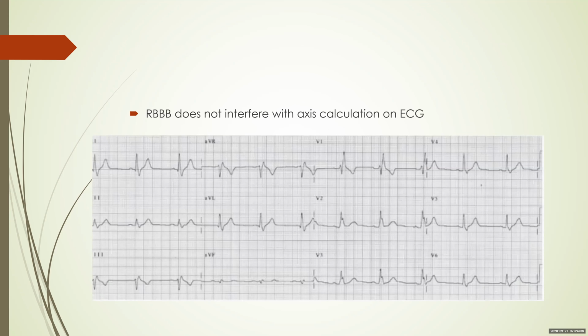The other point is, can RBBB interfere with axis calculation? A left bundle can occur with a normal axis, with left axis deviation, or with right axis deviation, and there are prognostic studies on which is good and which is bad. But RBBB does not interfere with axis calculation. It does not change the axis. Just one practical point to remember: when you are calculating the axis, you exclude the slurred S wave. You exclude this part and then calculate the axis.